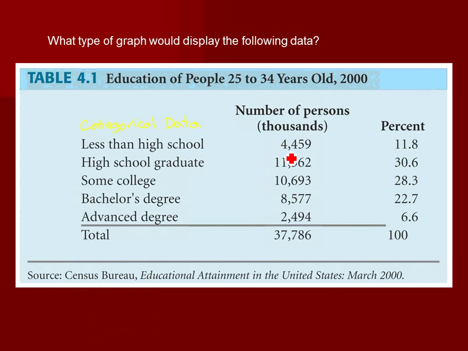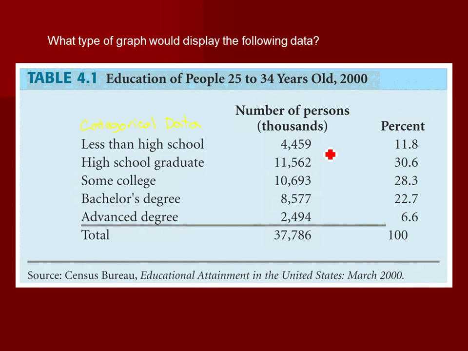So we see 4.4 million people in the country from 25 to 34 received less than a high school diploma. 11.5 received a high school diploma. 10.6 received some college, 8.5 graduated from college, and 2.4 received a master's or a doctorate. Giving us our total. Two ways to look at this.